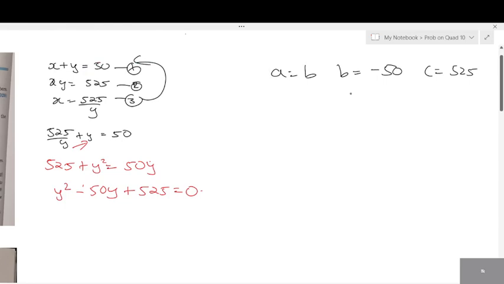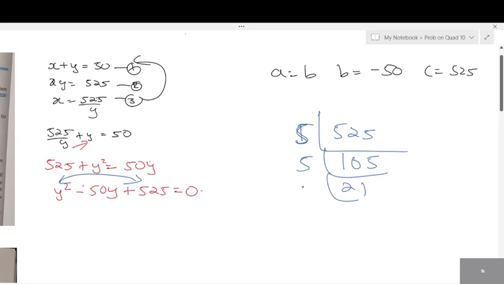So we use the formula method. If you don't want to use the formula, you have to multiply these two, 525. You have to find the factors of 525, or use the LCM method. 525. 5 into 105 is 525. 5 into 21, 3 sevens are 21.